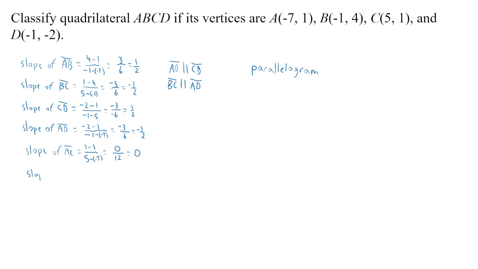All right, next we have the slope of segment BD. We have negative 2 minus 4 over negative 1 minus negative 1. Negative 2 minus 4 is negative 6. Negative 1 minus negative 1 is 0. And this is undefined.